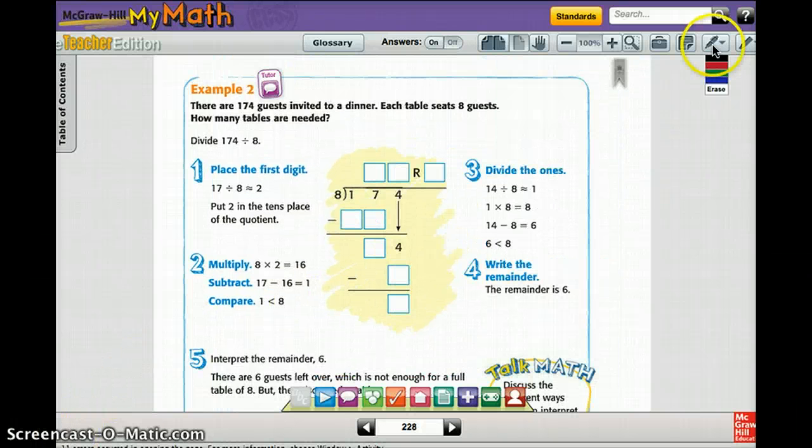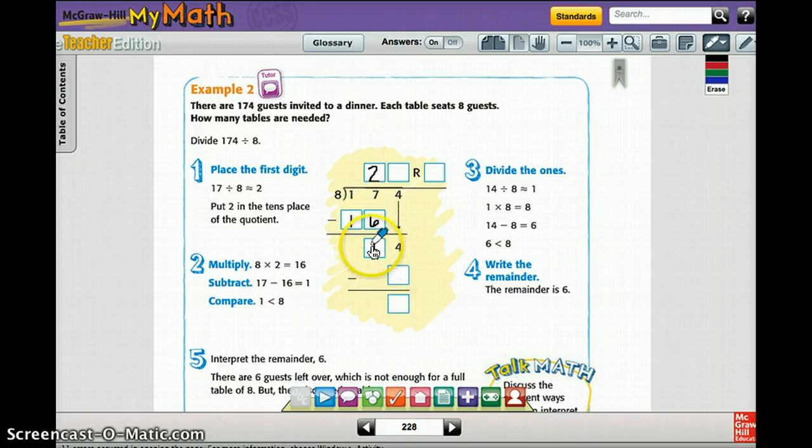Okay, so here's another example. In this case, there's 174 people or guests invited to a dinner, and each table seats 8 guests. So how many tables do we need for this dinner party? 174 divided by 8. Work it out. 8 doesn't go into 1, so we look at 8 into 17. Well, 8 goes into 17 twice. Multiply 8 times 2, we get 16.